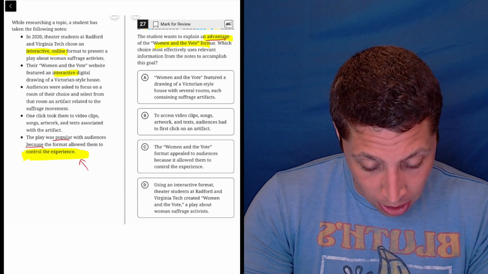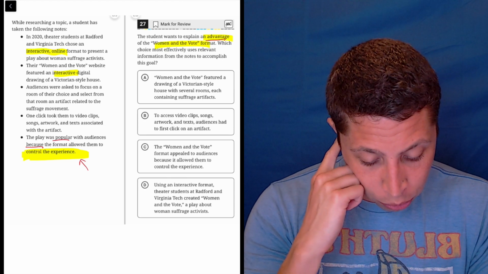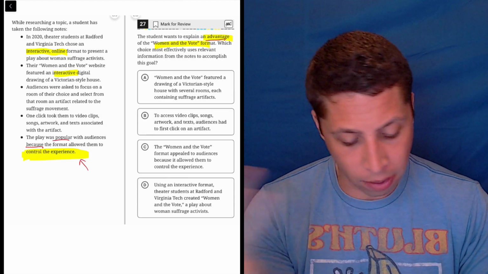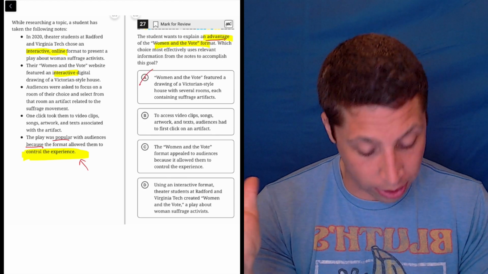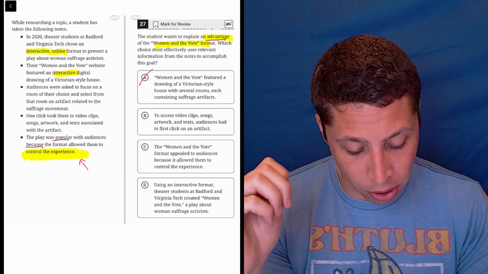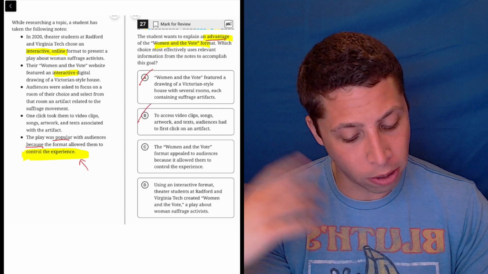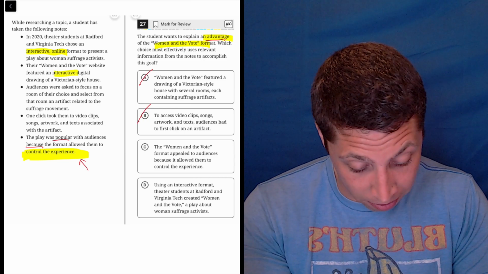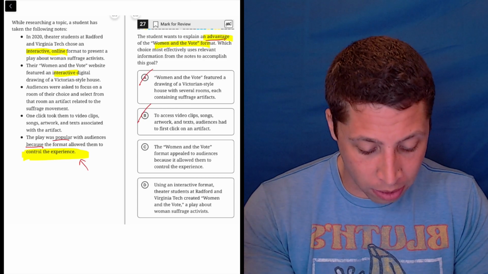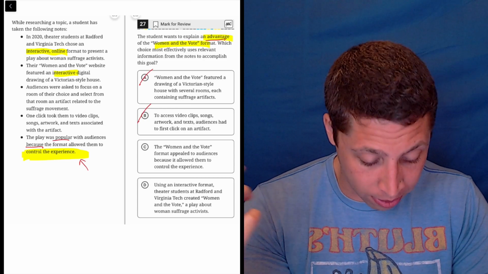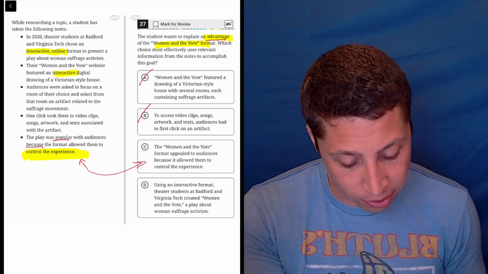Let's look at A. Women of the Vote featured a drawing of a Victorian-style house with several rooms, each containing suffrage artifacts. Doesn't say an advantage, just describes what it is. B, to access video clips, songs, artwork, and text, audiences had to first click on an artifact. Again, it doesn't even talk about the Women of the Vote thing. C, the Women in the Vote format appealed to audiences because it allowed them to control the experience. Wow, that's just like the exact same thing.